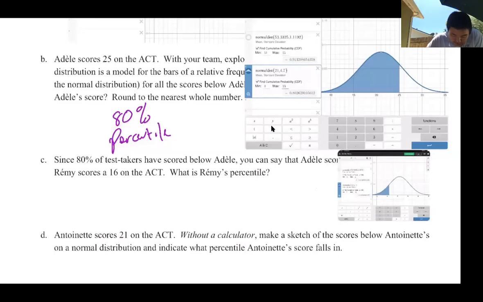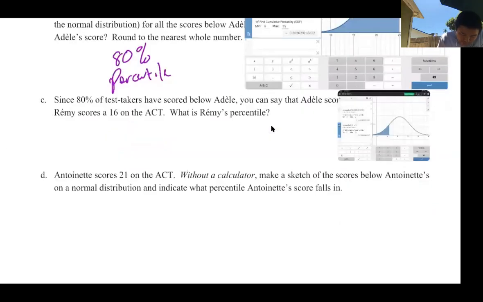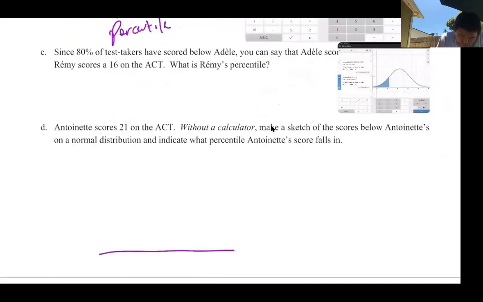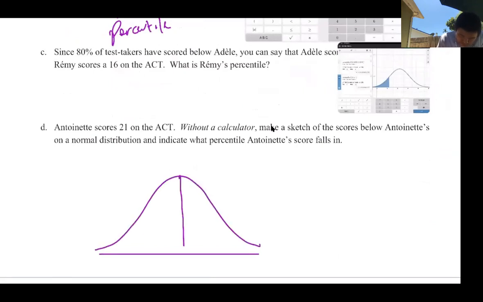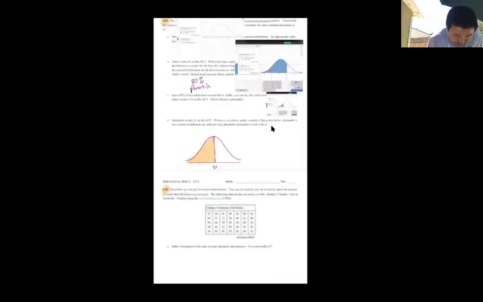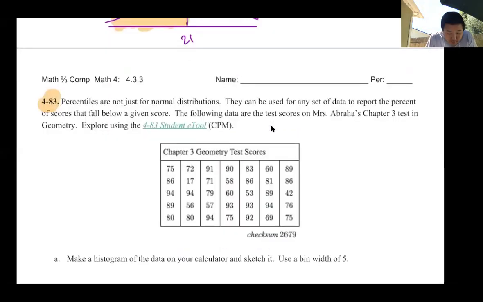Ahnaf's score on the ACT was 21, without a calculator. Make a sketch of the scores below Ahnaf's. This is 21, it's the mean, and half of the scores are below it. 50%. Percentiles are not just for normal distributions. They can be found for any set of data, representing the percent of scores that fall below a given score.